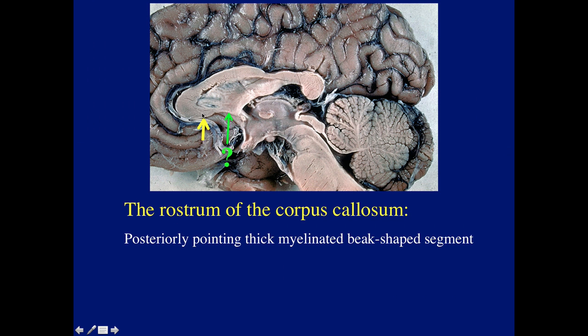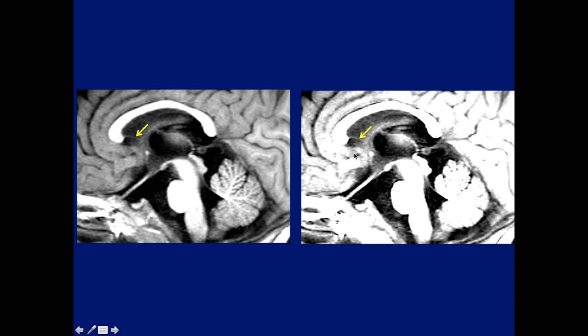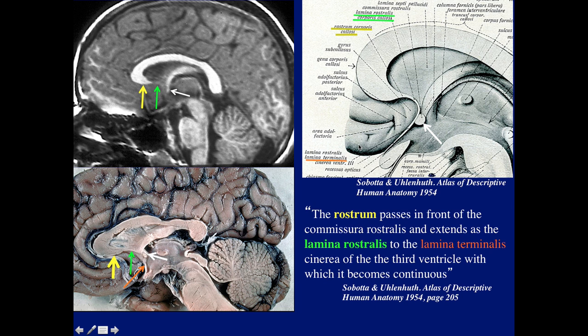So again, the rostrum normally is this part of the myelinated corpus callosum, but there's also this little fibrous band, which I saw in MR. So this whole study started because of what I saw in the MR. So this is the thick myelinated portion of the rostrum. Then we have this fibrous little band. Again, this is where I saw it first.